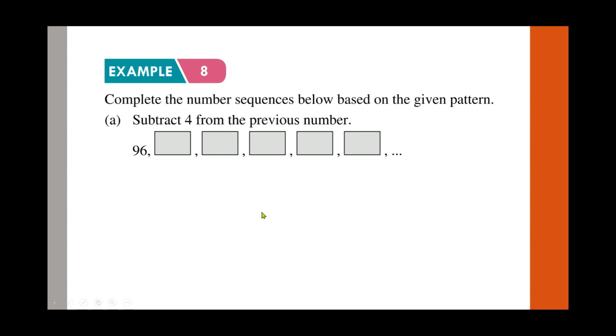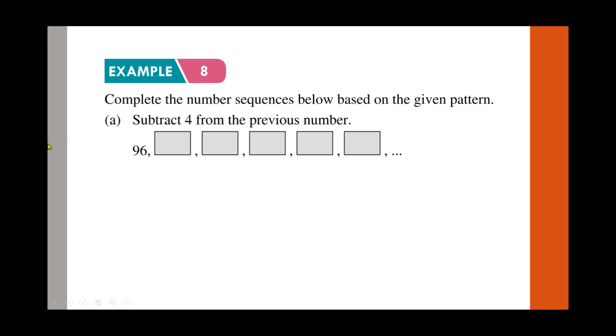This one is quite easy because they give you the first number already, and then you just have to follow the pattern given. Complete the number sequences below based on the given pattern. A pattern is already given here, which is subtract 4 from the previous number. So 96 subtract 4.